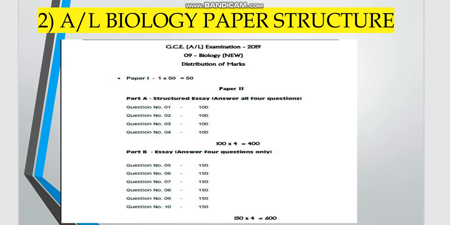Alright, so I hope now you are clear with the biology paper structure. Paper 1 has 50 marks. Then paper 2, the 4 structured essay questions is 400 marks. Then you have the essay questions, you have to answer 4, then it's totally 600. 600 plus 400 is 1000. Then 1000 will be divided by 20. Then you will get paper 2 also out of 50. Then that will be added with paper 1 and your total marks will be finalized.